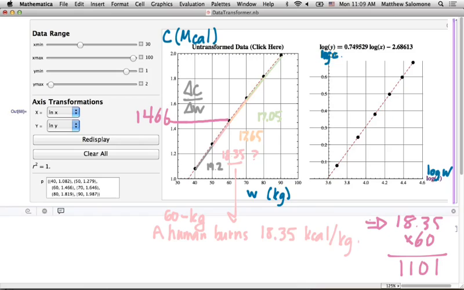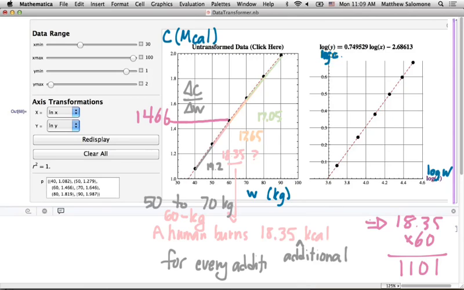What do I need here? Well, average, but it's an average between 50 and 70 kilograms. I'm looking at a different word here, another different word that starts with A. It's a word I added to a lot of your slopes on the exam. Additional. So a 60 kilogram human is going to burn 18.35 additional kilocalories for every additional 1 kilogram gained.